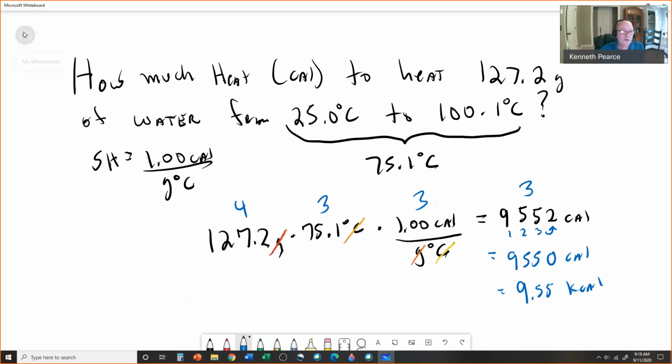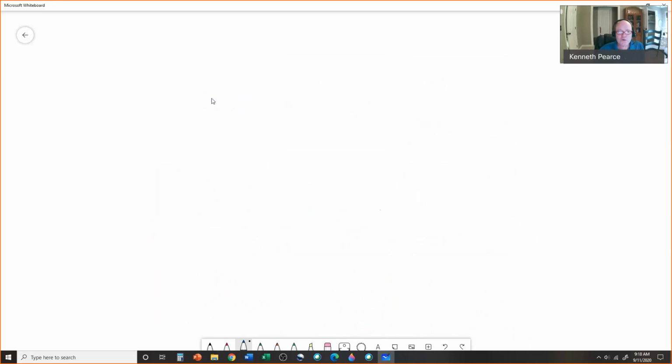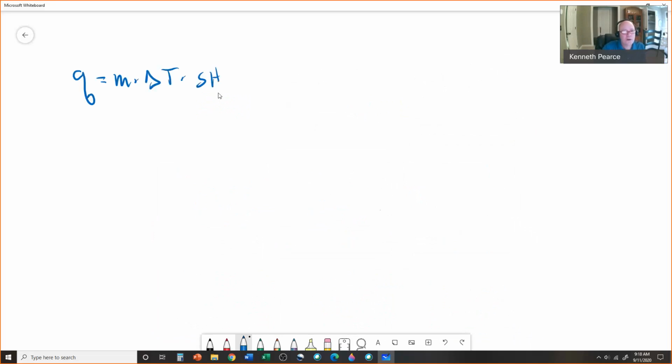All right, so now that's when we have a temperature change. So when are we going to use the heat equation? So Q equals mass times delta T times the specific heat, and that we're going to use when we have a temperature change.